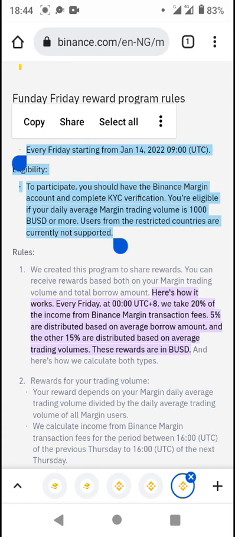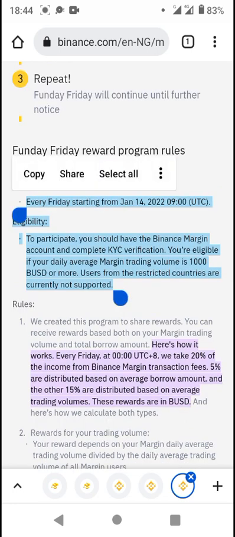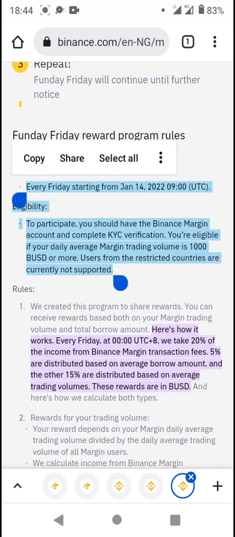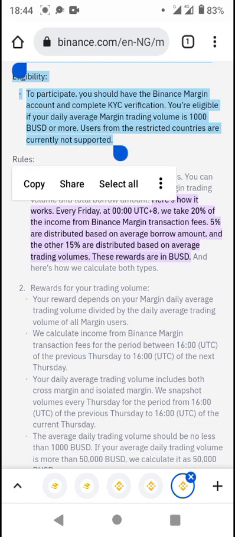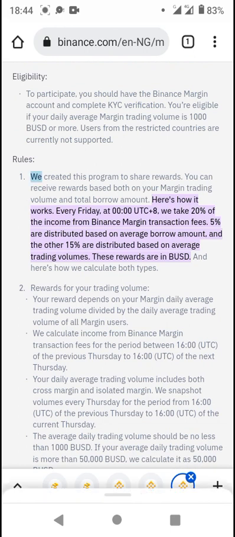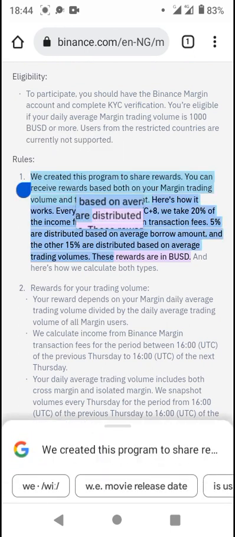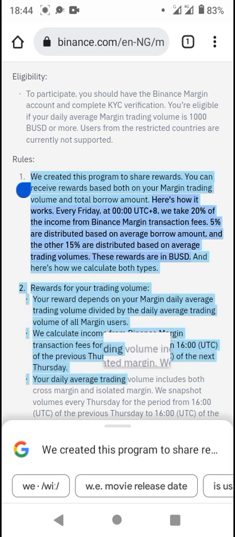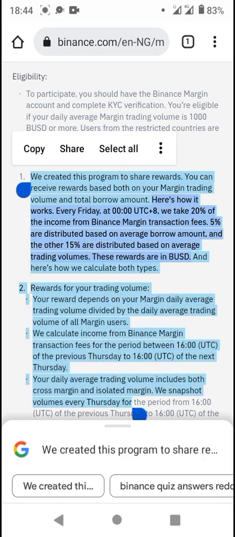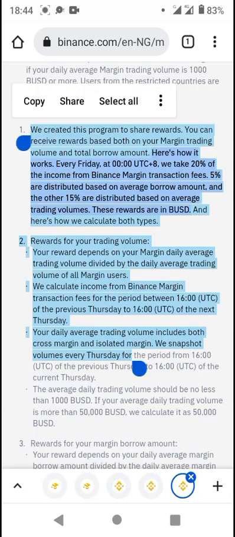So to be eligible to share the 20% giveaway on the Funded Friday reward, you need to have a daily trading volume of at least 1000 BUSD or more. Users from restricted trade countries are not supported. Binance has created this program to assist users, or as a way to say thank you to users who trade on the Binance margin platform. So you can receive rewards based on both your margin trading volume and total borrow amount.